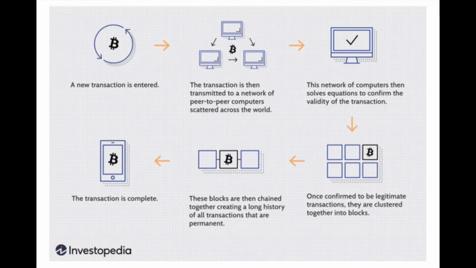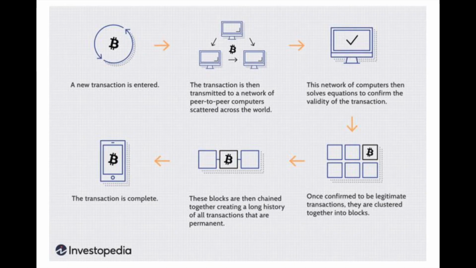So here's a picture of how it works with Bitcoin. A new transaction is entered. That transaction is then transmitted to a network of peer-to-peer computers scattered across the world. This network of computers then solves equations to confirm the validity of the transaction. Once confirmed to be legitimate, the transactions are clustered together into blocks. These blocks are then chained together, blockchain, creating a long history of all transactions that are permanent. Then that transaction is complete.